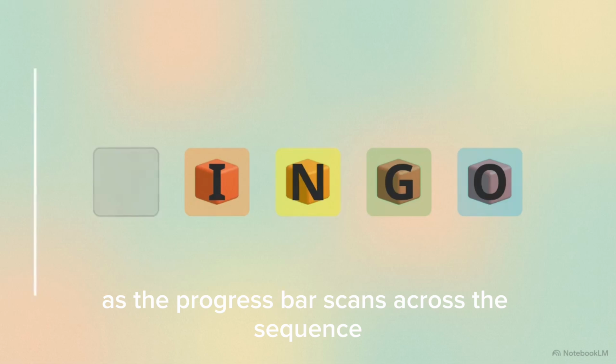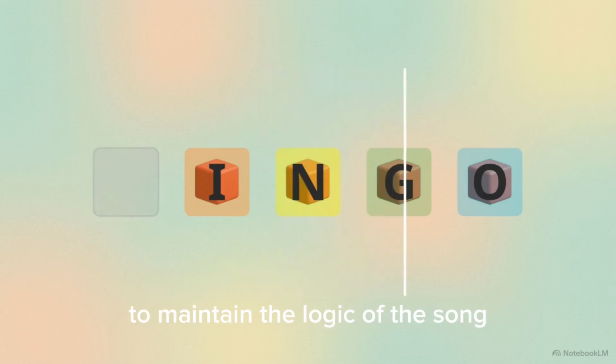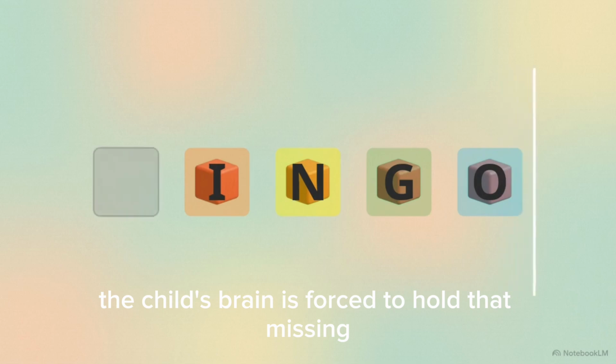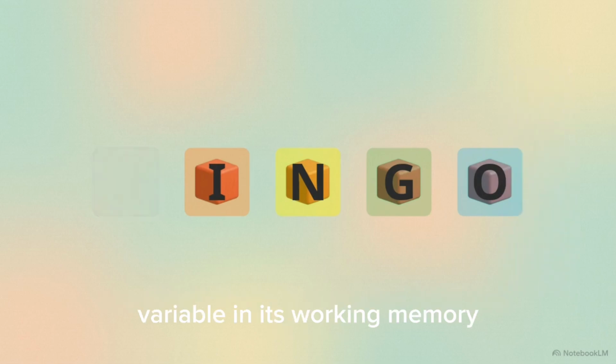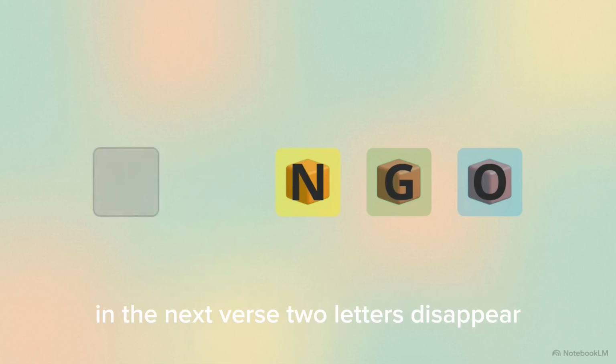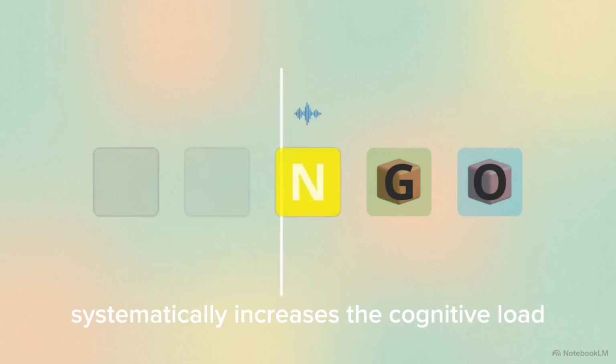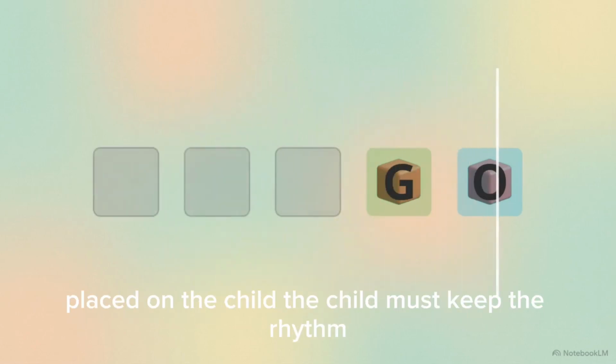As the progress bar scans across the sequence, it highlights a process called active recall. To maintain the logic of the song, the child's brain is forced to hold that missing variable in its working memory to retrieve it at the exact moment it is needed. In the next verse, 2 letters disappear, then 3. This progressive loss of subsequent letters systematically increases the cognitive load placed on the child.